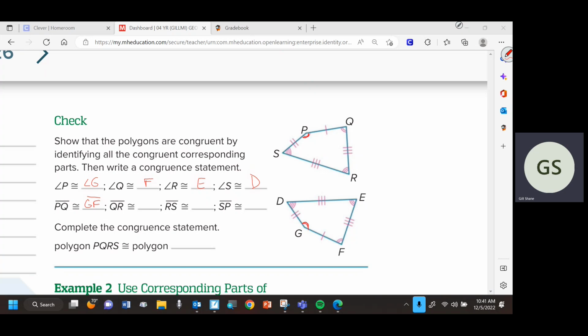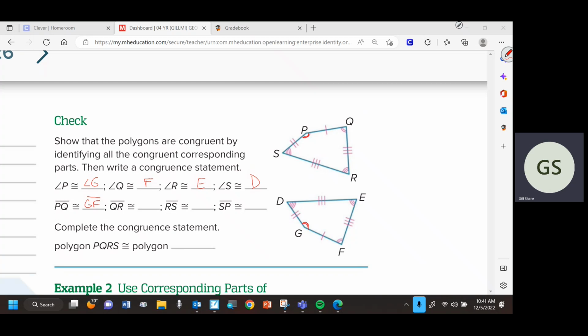QR has, so now it's going to get a little tougher. QR has 3 tick marks. Actually, tell you what, let's do PS or SP. Let's do that one next because it's the only one with 2. What does SP match up with? PG. Yeah, it's got 2 tick marks. Only one of them has 2.